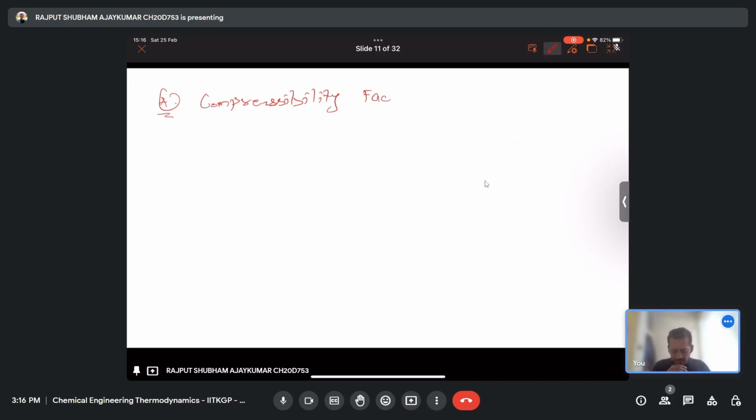So the term which we now cover is the compressibility factor. This is given by the symbol Z, and it is PV by RT. So what we'll do is that we will not solve anything further related to it right now, because it will get complex at a later point of time.